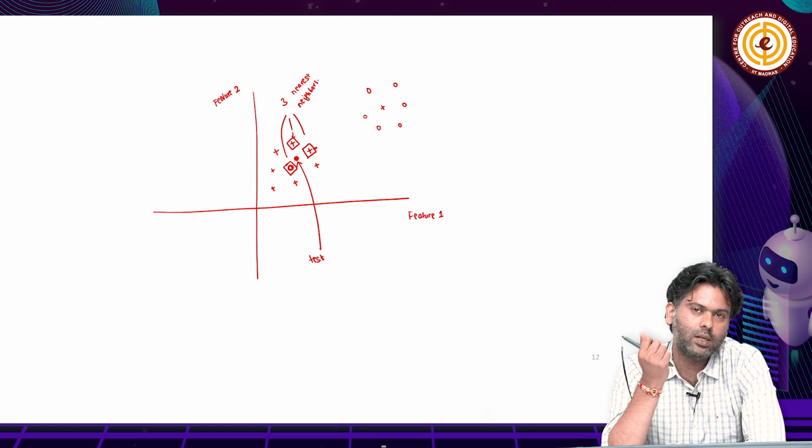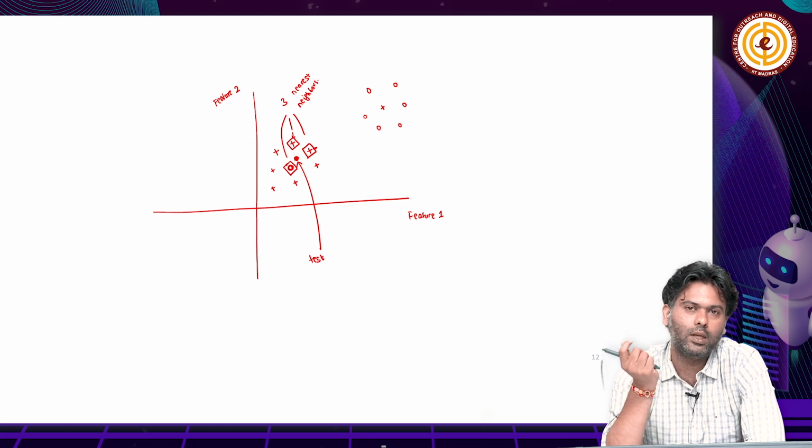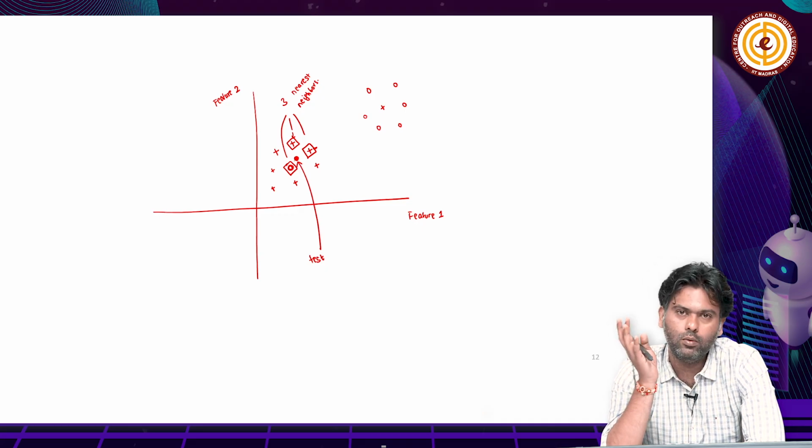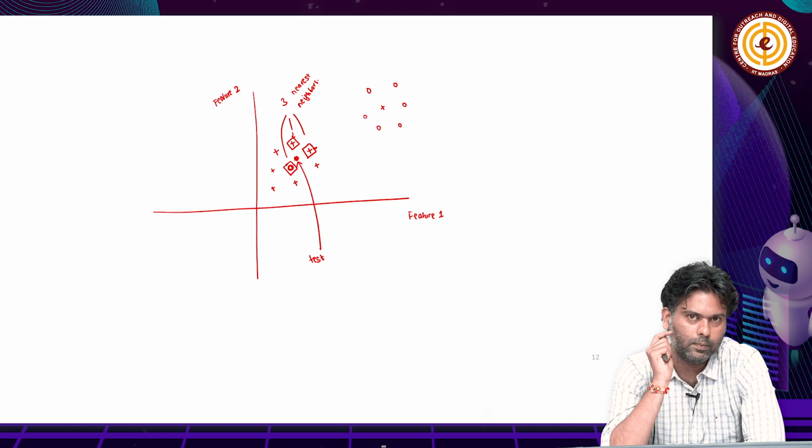Whereas if I ask 2 nearest neighbors and one said circle and the other said plus, then I don't know how to resolve the ties. So it's better to ask an odd number of neighbors, and then you would resolve ties one way or the other.